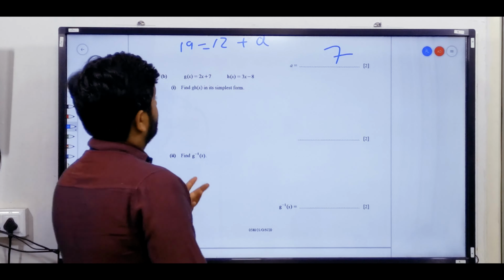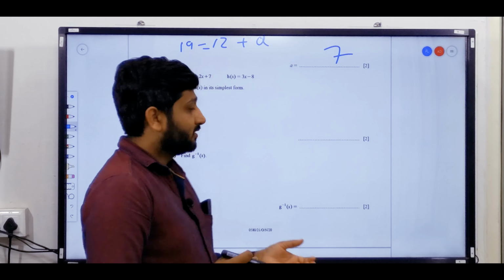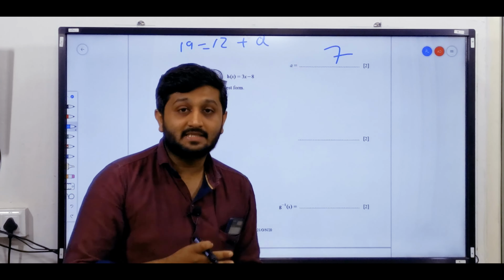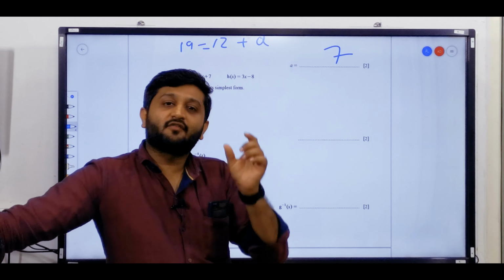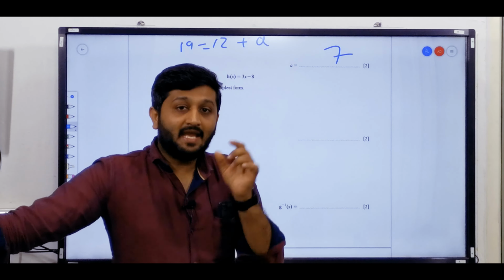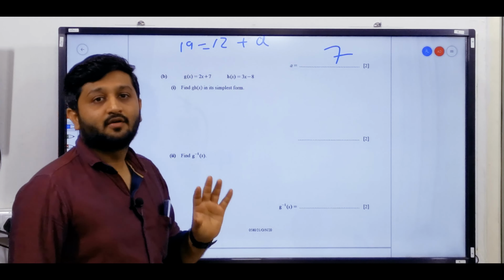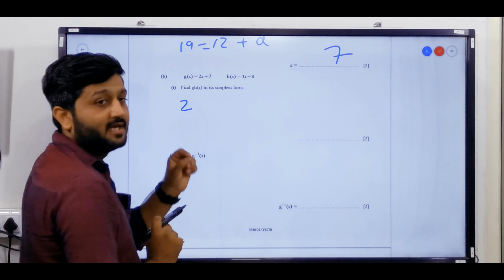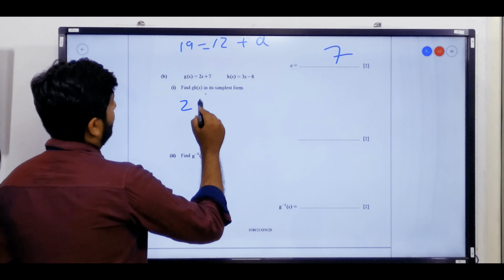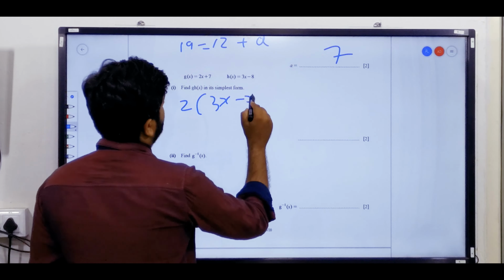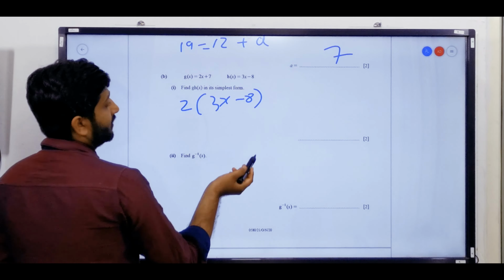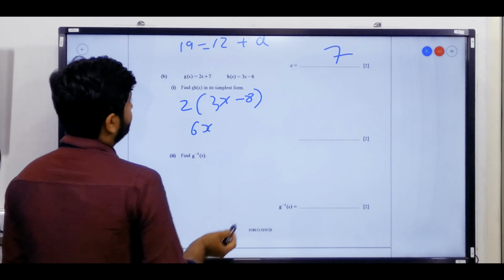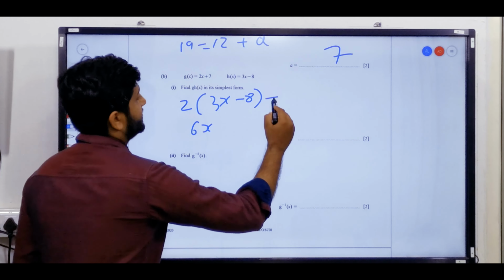Find g of h of x. Now this is a composite function. g of h of x means we have to substitute the value of h of x in x of g. So instead of x here, we will write 3x minus 8. So this will be 6x, sorry, here plus 7 will also come.